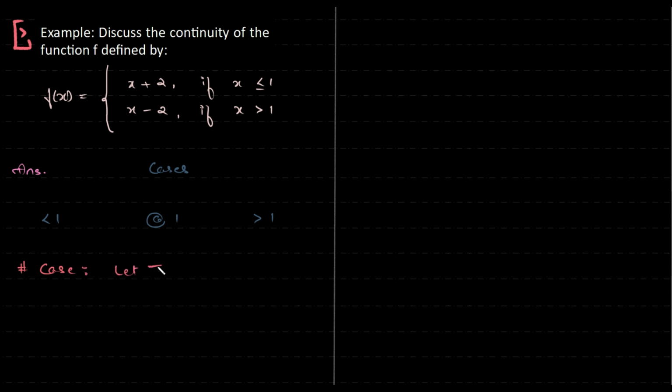Let's consider c less than 1 and c belonging to R. Now, we can look at the limit of f of x as x tends towards c. Remember, all these values are less than 1. So how does it behave? This is where you have to answer the question. Yes, it behaves like x plus 2. So when I apply the limit, I'll get c plus 2.